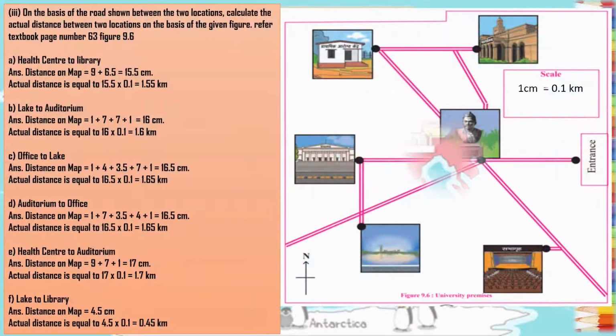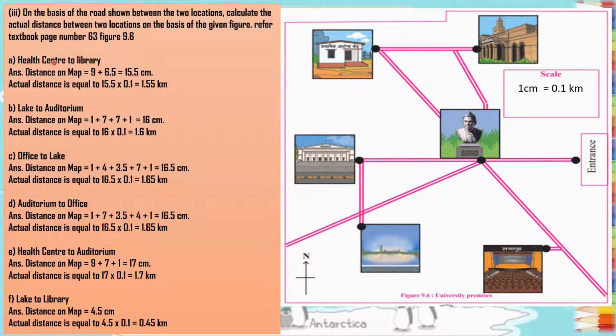So on the basis of the road shown between two locations, calculate the actual distance between two locations on the basis of the given figure, that is this figure. We need to refer to textbook page number 63 and figure 9.6. So we need to calculate the distances between two places.